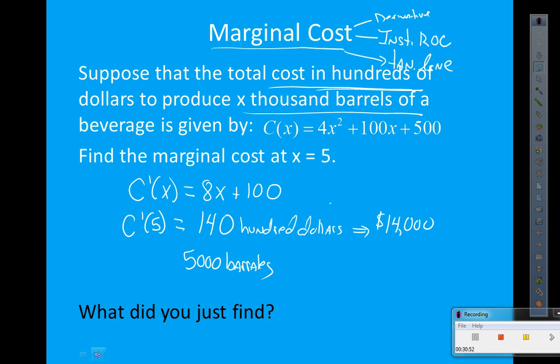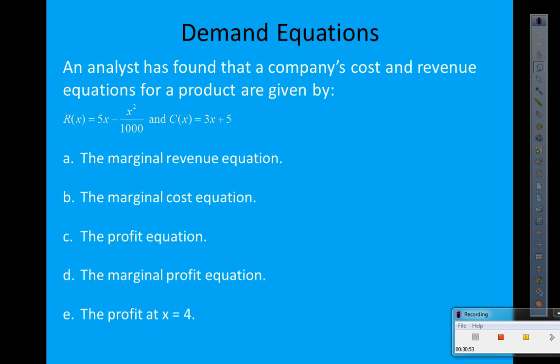So last but not least, because I'm not going to do that last one, I'll clean that one up in class when I see it. So here's my last one. An analyst has found that a company's cost and revenue equations for a product are given by those two equations. So part A says, find the marginal revenue equation.